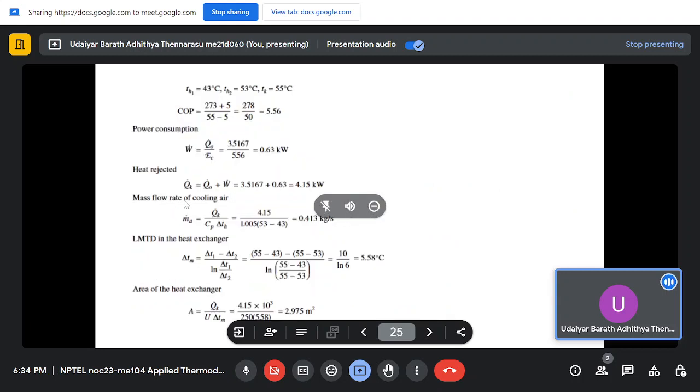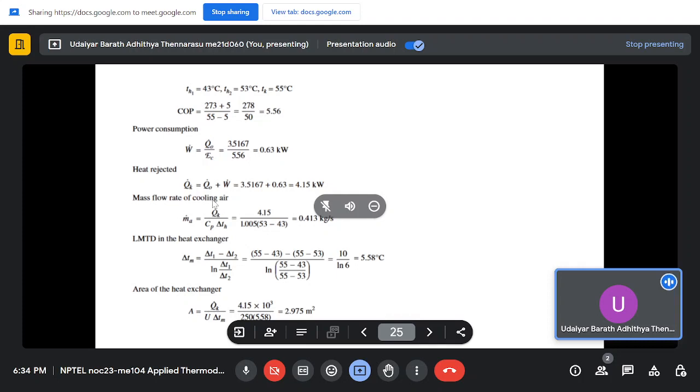Now we need to find out the mass flow rate of the cooling air. For that we know how much heat is rejected in the condenser. So Q equals m Cp delta T. M is the mass of air, so m equals Q by Cp of air into delta T of air. Q we know is 4.15, divided by 1.005 kilojoule per kg K into delta T, where 53 and 43 are the temperatures, so the difference is 10. This gives the mass flow rate of cooling air as 0.413 kg per second. So this is the mass of air which is flowing in the condenser.